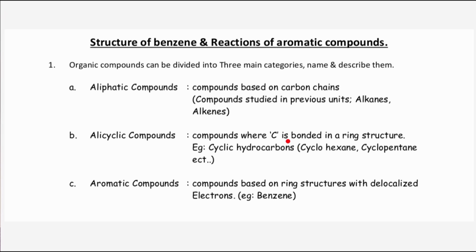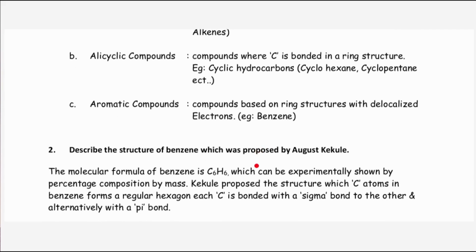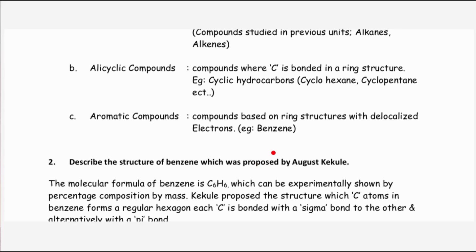And as you know, hydrocarbons are compounds which contain only carbon and hydrogen. And hydrocarbons are of three types: aliphatic, alicyclic, and aromatic. Aliphatic means they are straight chain ones like alkanes and alkenes. Alicyclic hydrocarbons are cyclic hydrocarbons, for example cyclohexane, cyclopentane, cycloalkanes and cycloalkenes. The aromatic ones are also cyclic, but there is a delocalized pi ring of electrons in the center.